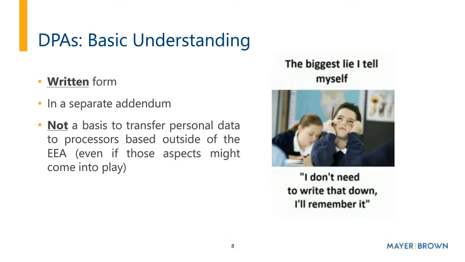So what does a data protection addendum look like? You will find data protection addenda, of course, in written form. They are usually included in a separate addendum. So after the entry into force of the GDPR, it is likely that you were asked by your service provider to sign the new GDPR terms or the new GDPR agreements or the new GDPR addendum that was added to the main commercial terms. So, for example, to the MSA.